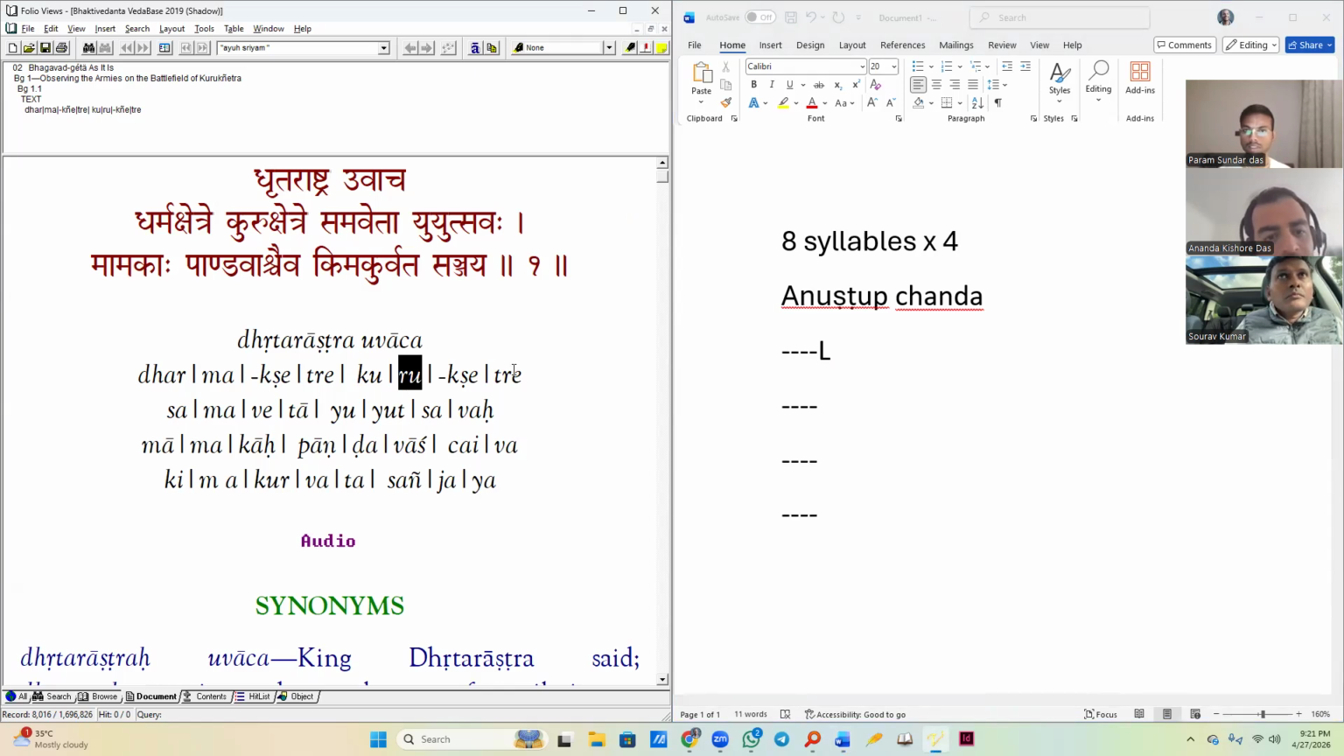Ru is followed by a samyoga, so Guru. Kshe is long, Guru. Tre is long, following, Guru. Then how about E? E is long. A, I, O, Au, all those 4 letters are long. Generally, people consider E and O to be small, but E and O are also long.